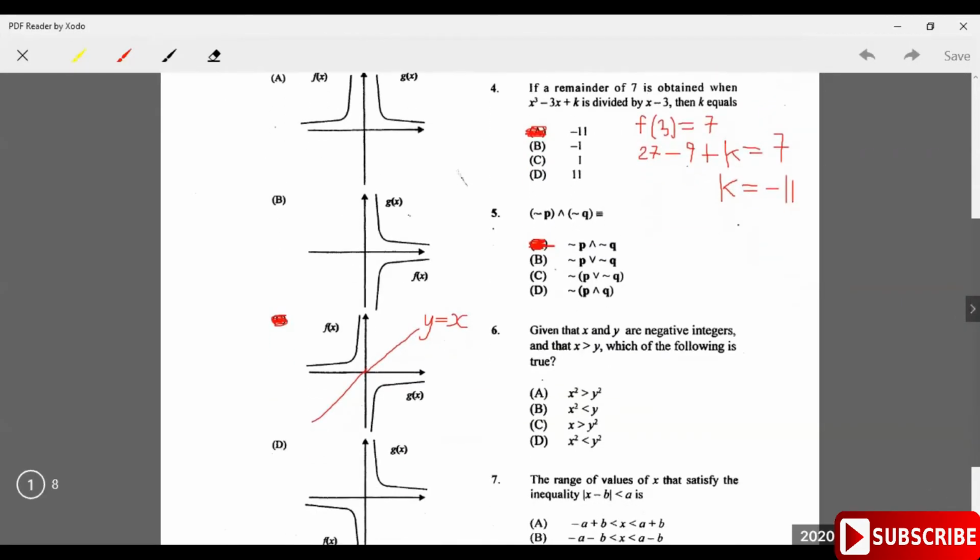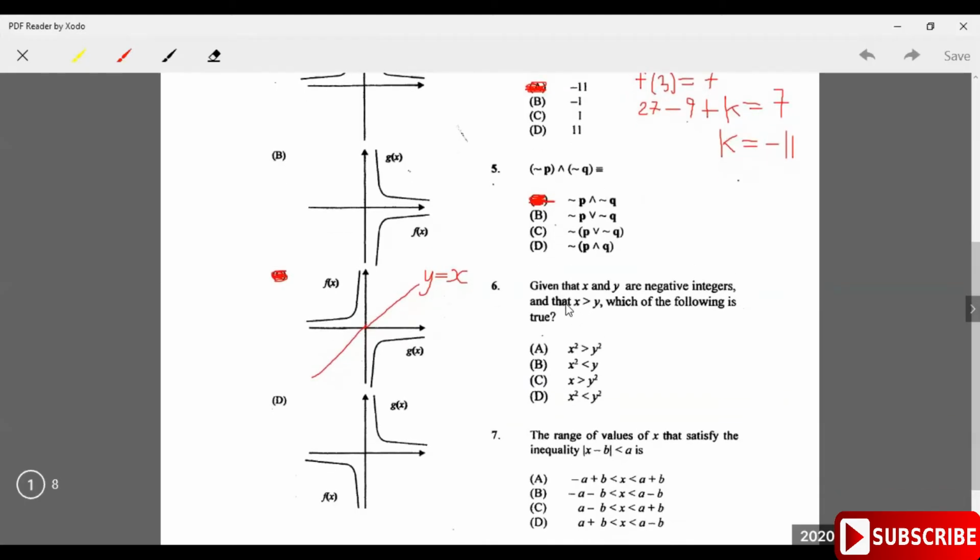Question 6. Question 6 says that if x and y are negative, which of the following is true? If x and y are negative, then use an example. Negative 3 is greater than negative 4, right? But if you square them, you're going to see that negative 4 squared is greater than negative 3 squared.